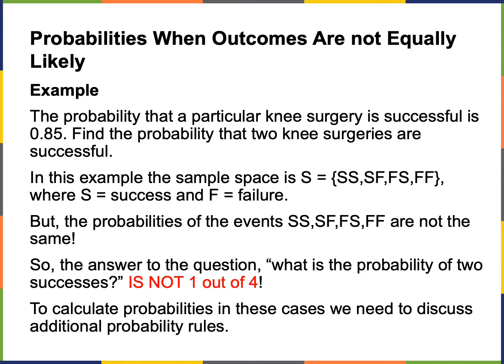But the probabilities of these events are not the same. So the answer to the question, what is the probability of 2 successes, is not 1 out of 4, only because they're not equally likely. Because the probability of it being successful is higher than it being unsuccessful or failing, right? So we need to talk about other probability rules before we can discuss how to solve this.